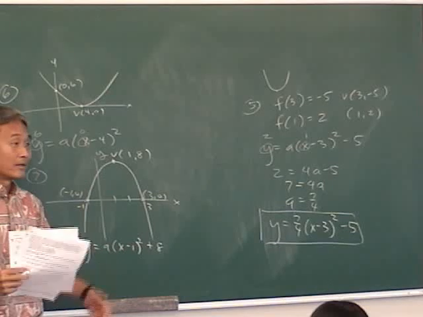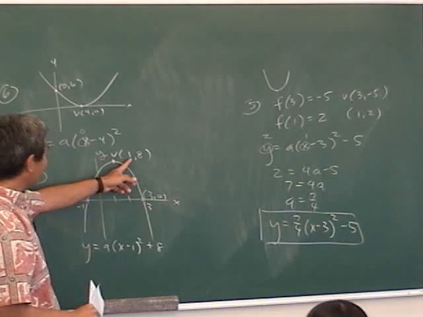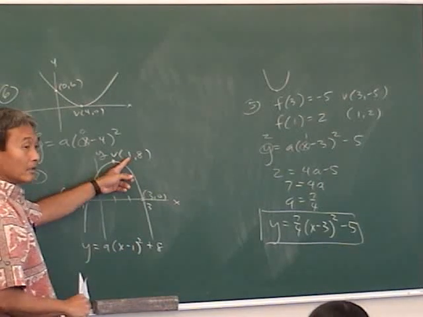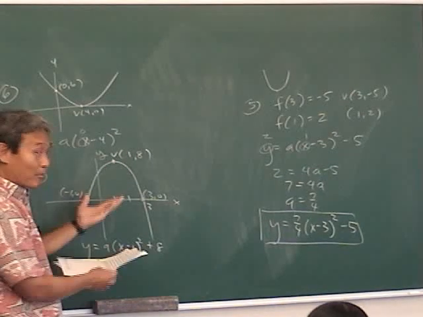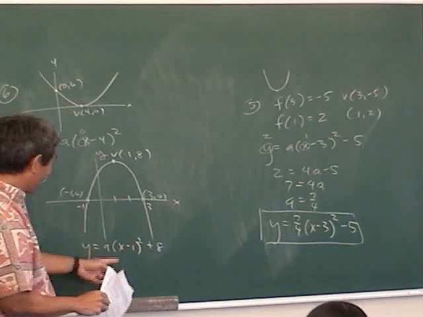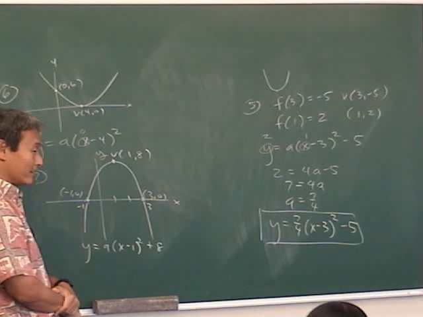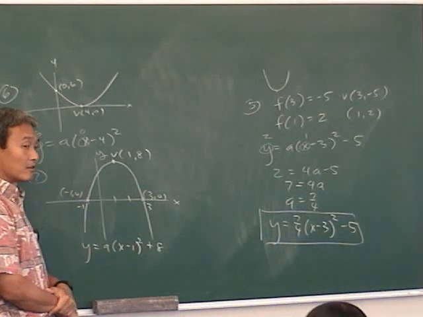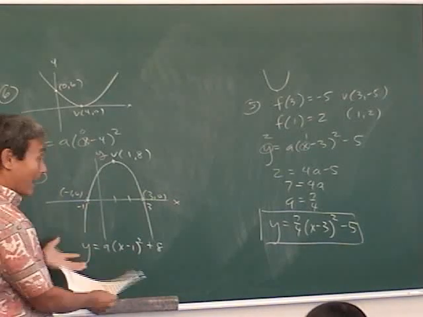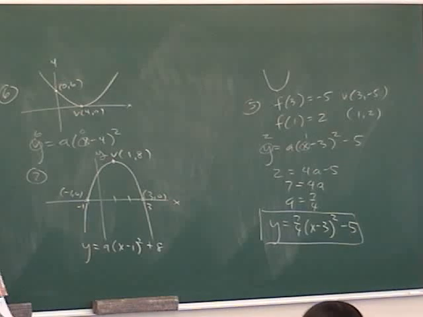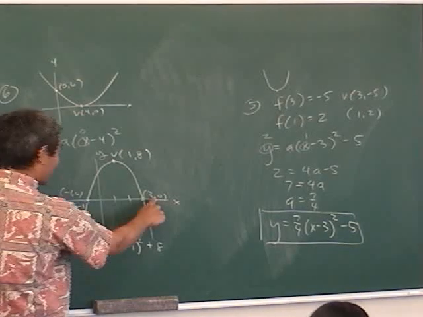Okay, this is what period 3 said. Period 3 said, Mr. Park, can't you plug in this point? No, you can. Well, isn't that point on the parabola? But what happens when you plug in 1 for x and 8 for y? You get 0 equals 0, which is true, but it doesn't help you solve for a. So you can plug it in, but it's not going to help you. So plug in either this one or this one.